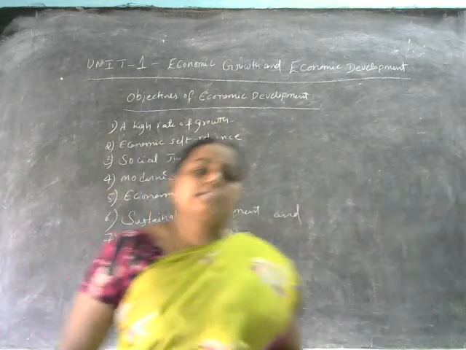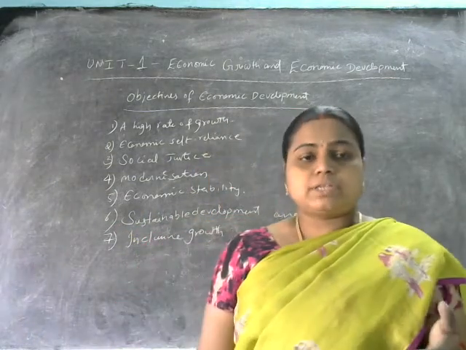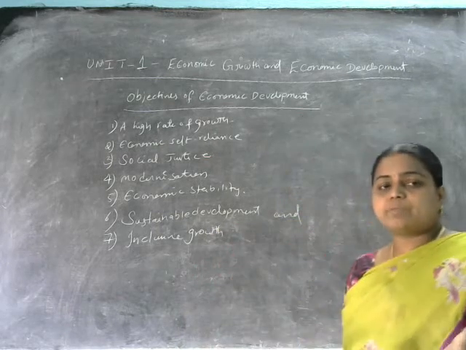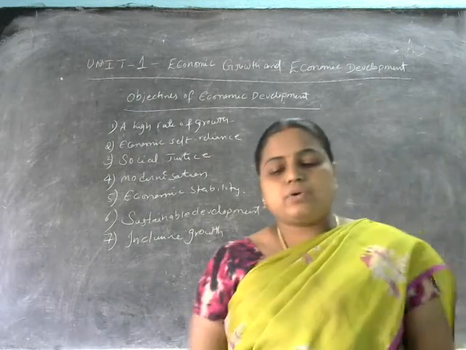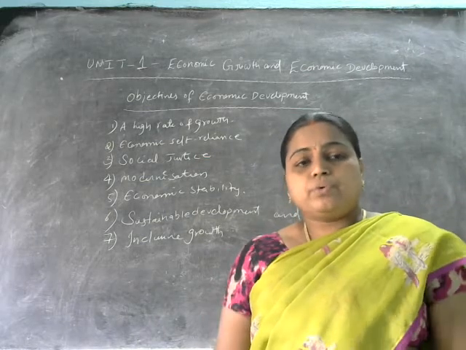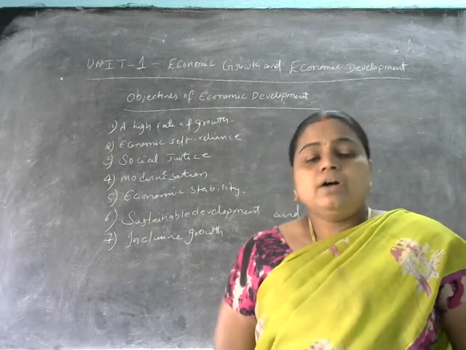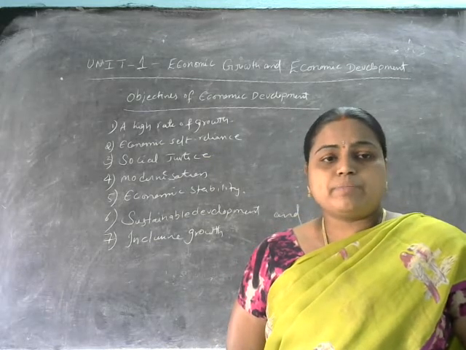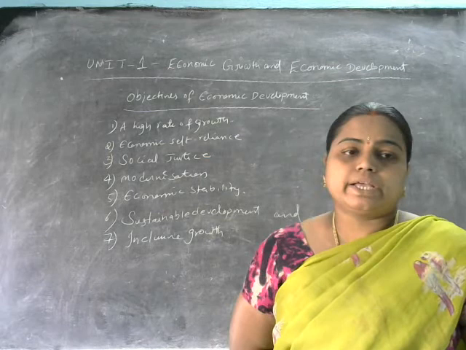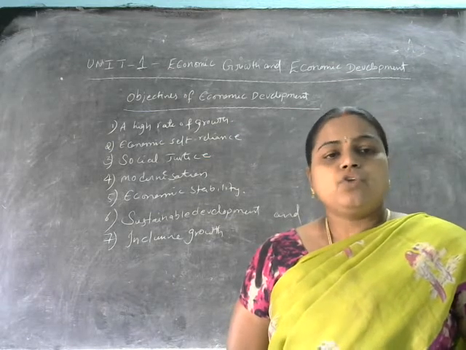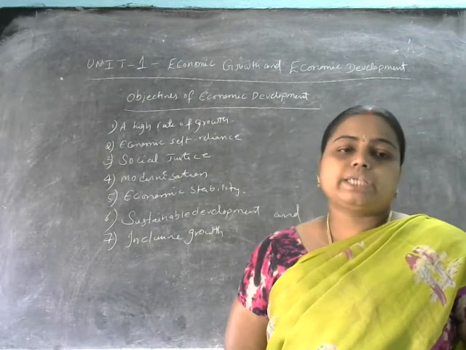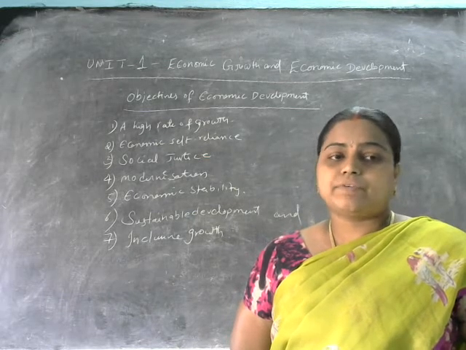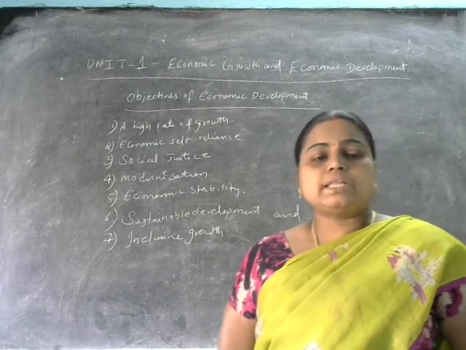So developing countries like India have set some objectives to achieve economic development in their countries. So what are those objectives? A high growth rate, with a view to bring about changes in the standard of living of the people. The second one is economic self-reliance. Third is social justice. Fourth is modernization. Fifth is economic stability. Sixth is sustainable development, and the seventh is inclusive growth. These are the objectives that have been set.